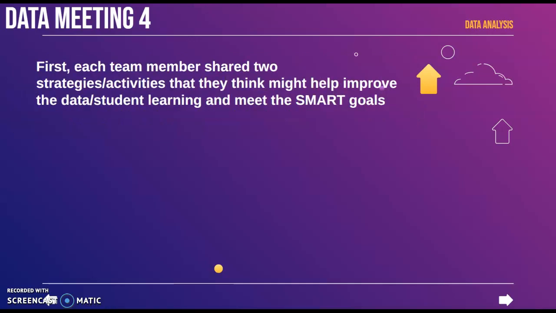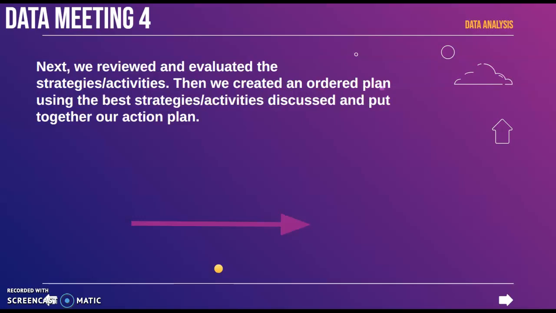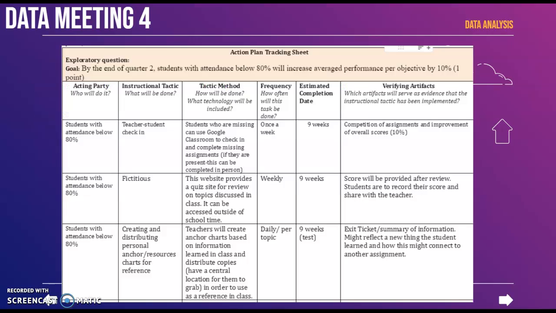So first, in my group, each team member shared 2 strategies and activities that they think might help improve student learning and meet the SMART goals. Next, we reviewed and evaluated the strategies and activities. Then we created an ordered plan using the best strategies and activities discussed and put them together in our action plan. Here's what our action plan tracking sheet looks like.